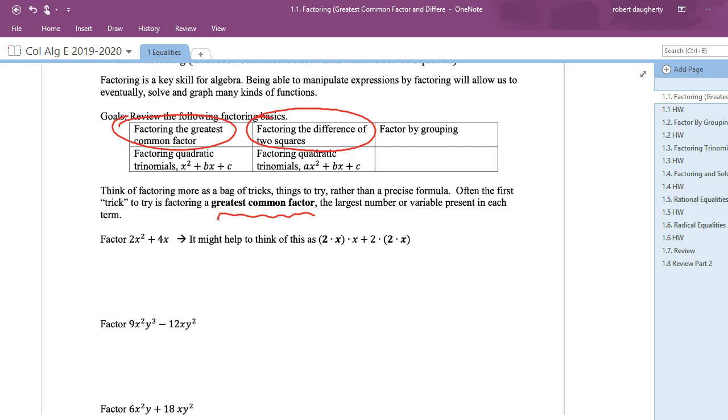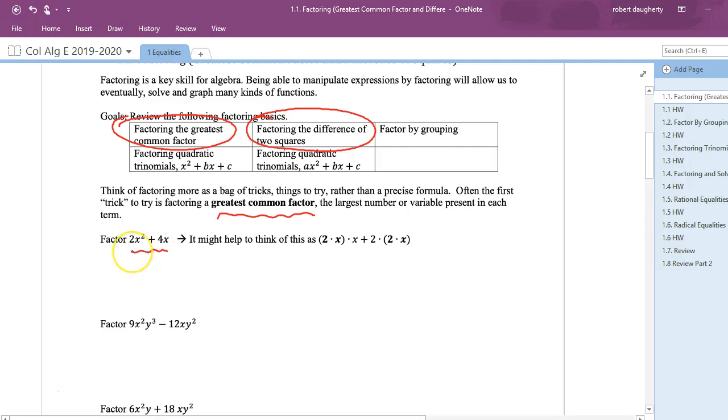So factoring out the greatest common factor. What does that mean, to factor out the greatest common factor? Yep. If I've got these two things, the greatest common factor will be the greatest thing that is common to both of these, right? Okay. That's what I'm looking for.